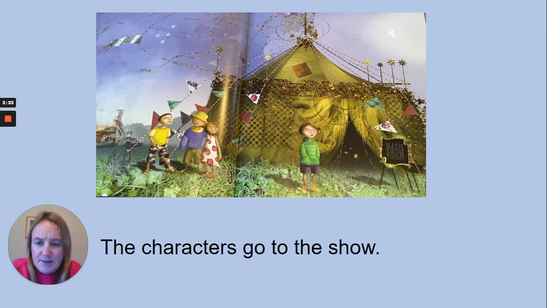So here, this was at the very beginning and it didn't have text on this page, and we can simply say, well, the characters, we don't know who they are yet, they're going to a show. We know it's a show because it says on that sign there what they're looking at, magic show tonight.